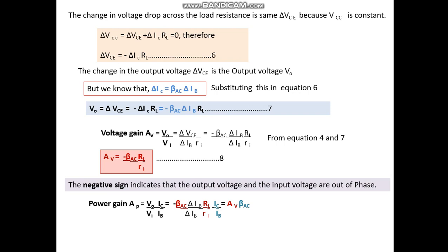The power gain AP is equal to VO into IC upon Vi into IB. That is, in the whole equation, delta IB and delta IB get cancelled off and we get it as AV into beta AC. That is the voltage gain into the AC current gain. So the transistor can be used to gain power because beta AC is greater than 1.